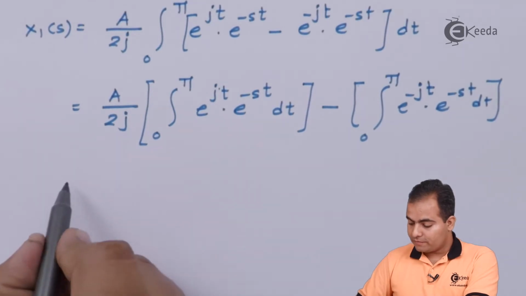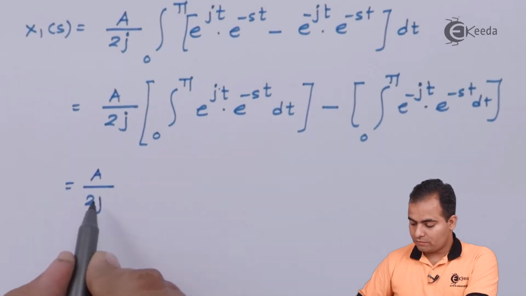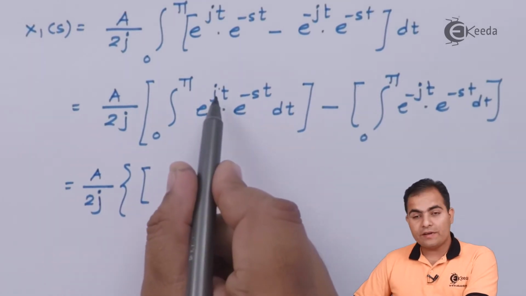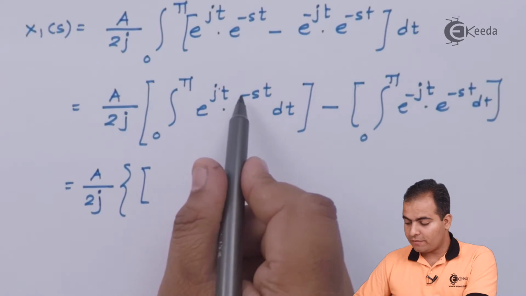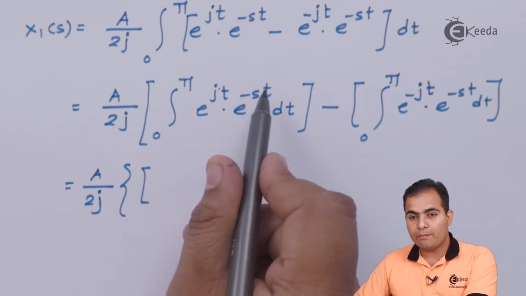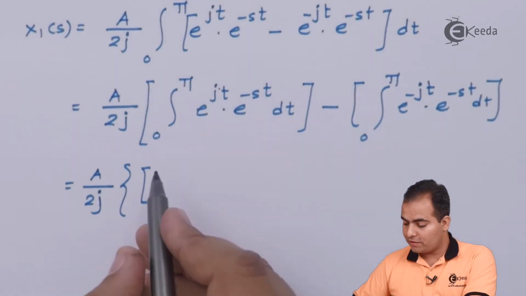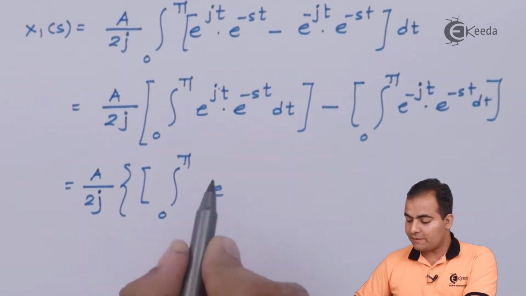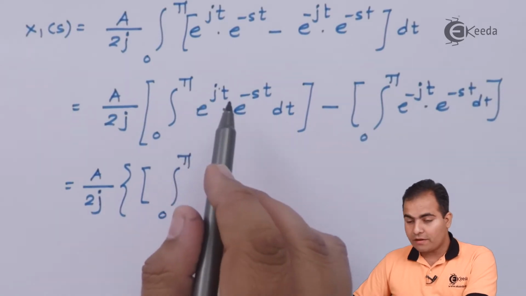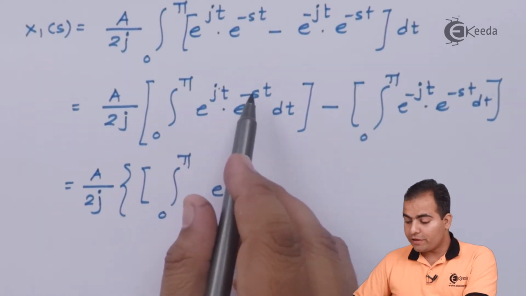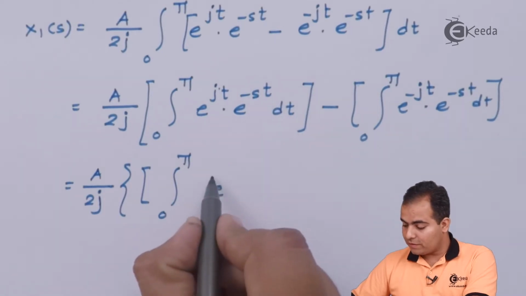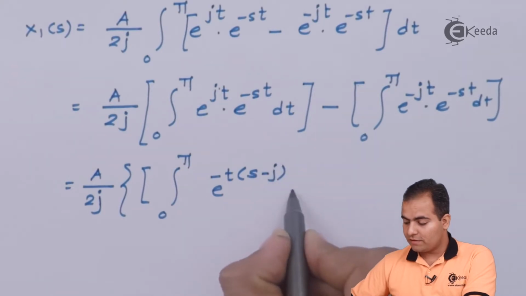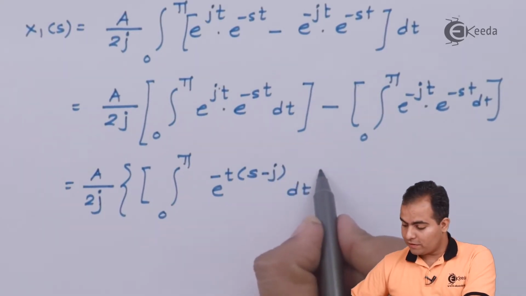This is our second part. Now here the bases are same, so we can add the powers, but before adding I am going to take minus t common from this numerator. So what you will get, 0 to pi, as I told you bases are same, then powers will get added, but after adding I am going to take a minus t common, so this will be minus t into bracket s minus j dt. This will be our first integration.